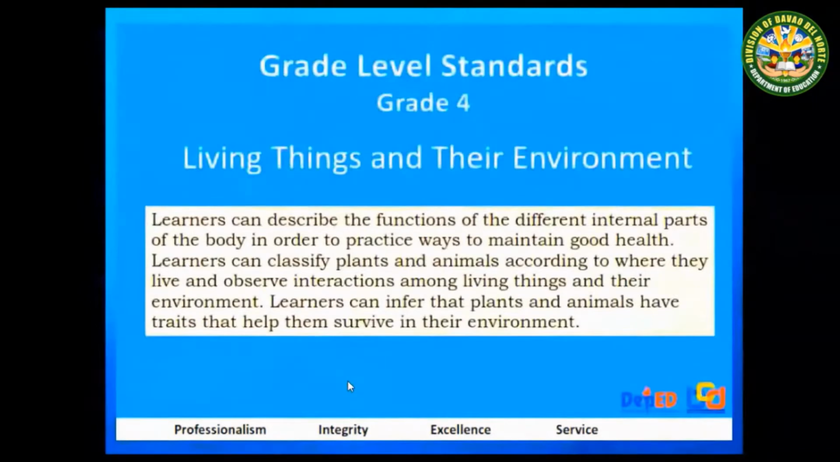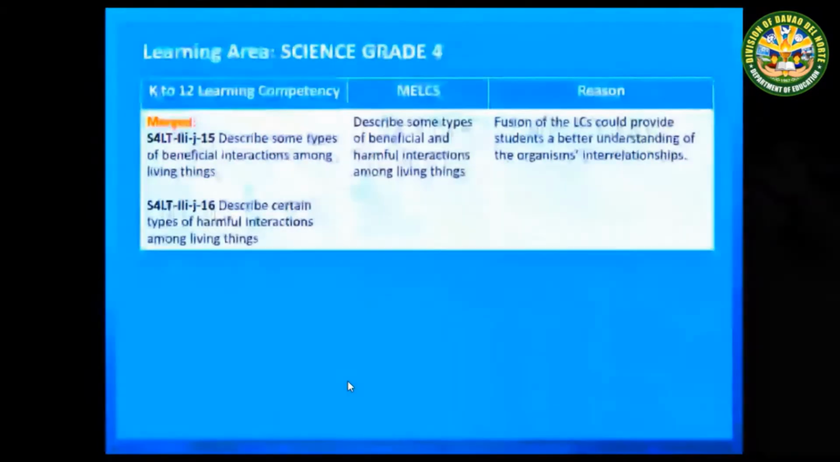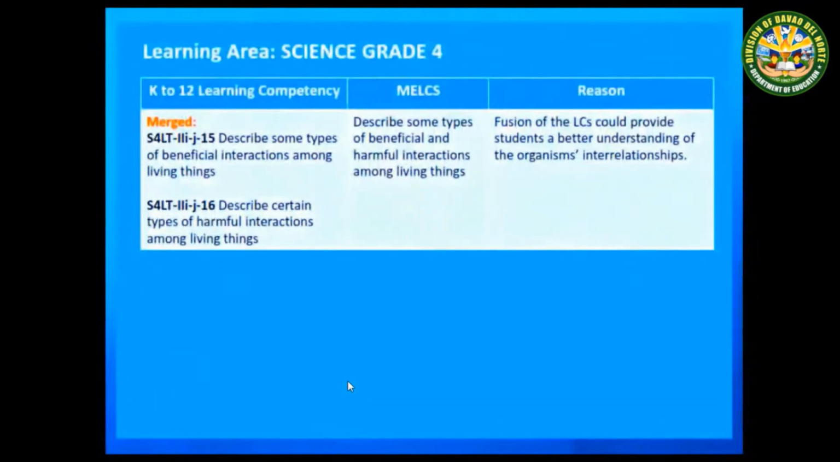For grade level standards grade 4, domain living things and their environment, reflected in this slide. One LC for grade 4 was dropped since it will be covered in grade 4 health. There are two learning competencies merged and turned into one MELCs. Describe some types of beneficial and harmful interaction among living things, for the reason that the fusion of the LCs could provide students a better understanding of the organisms' interrelationships.